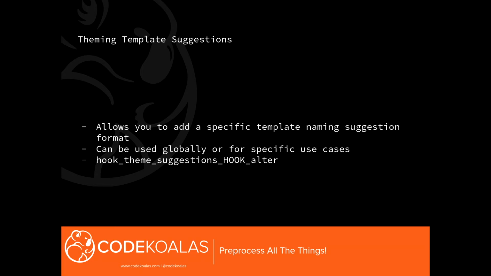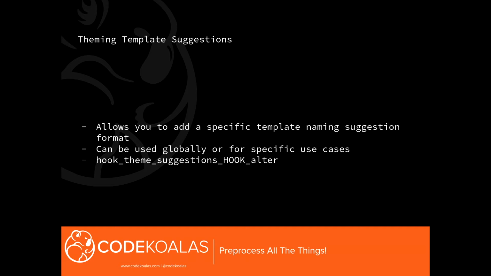Next I want to talk about theming template suggestions. I showed earlier, it showed you what template you could possibly use, the names, and which ones you were currently using. In some instances, it's tricky because you get to the page and the only available template name is node.twig or node.html.twig, and that's not helpful if you want to say on the contact page, change something. So this allows you to add a specific template naming suggestion format. You can add in the page name, the title, the author into the template naming suggestion. This can be used globally, or like I said, it can be used for specific cases. So only if you're on a certain page, change the template name.